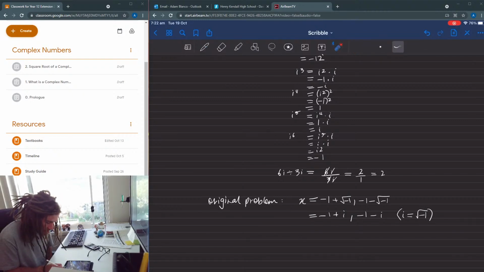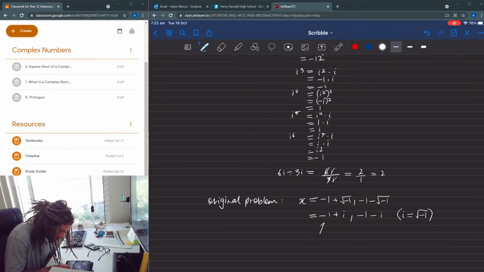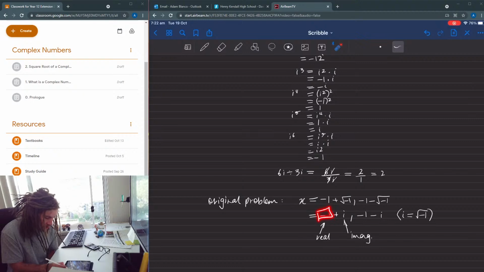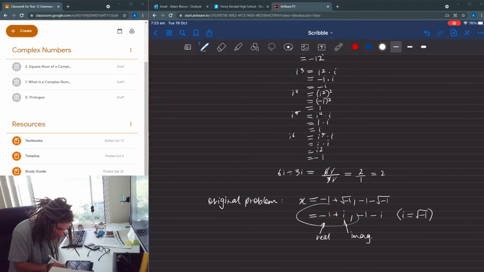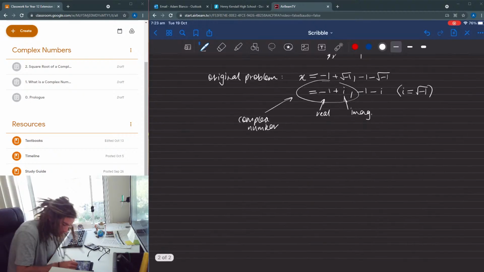So now I have these two roots that are written in terms of imaginary numbers. And so this value here is real, and this value here is imaginary. And the sum of a real and an imaginary number is called a complex number. So the whole thing here, that is a complex number. Okay, so complex numbers.